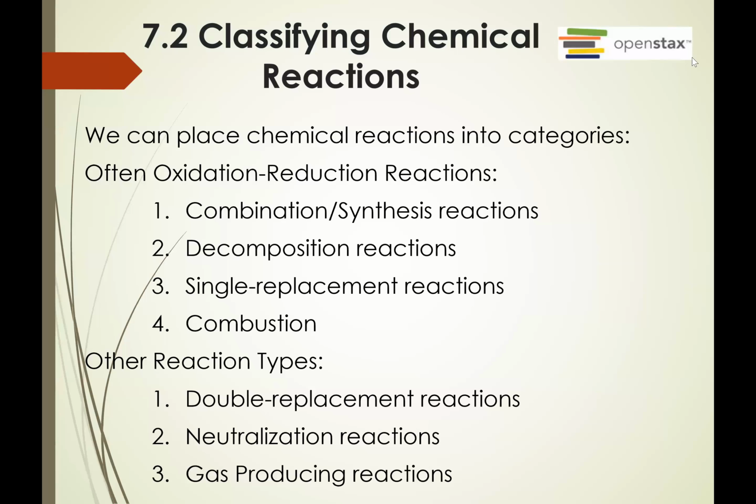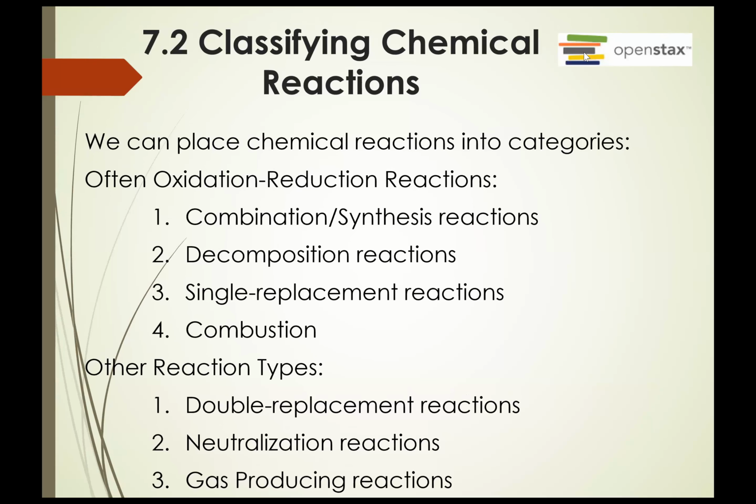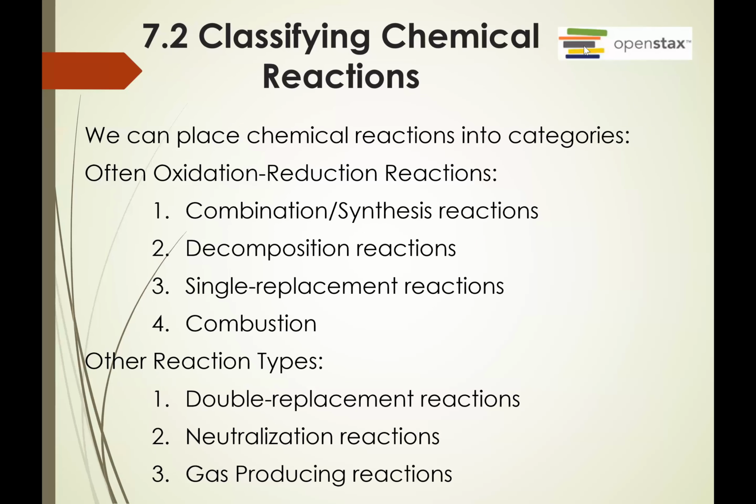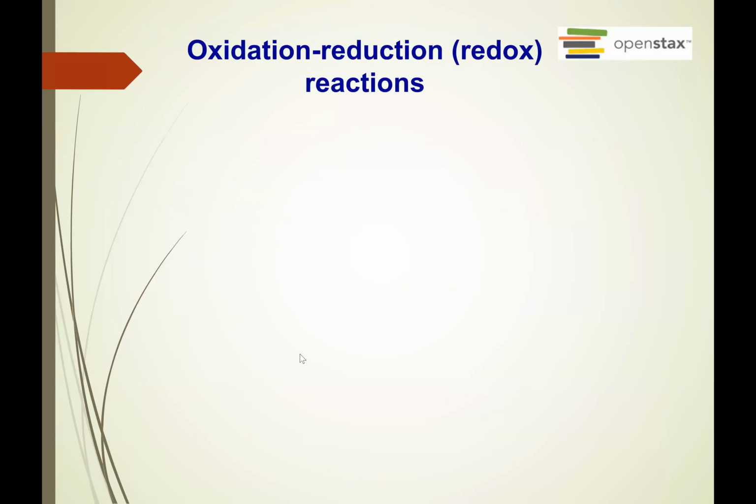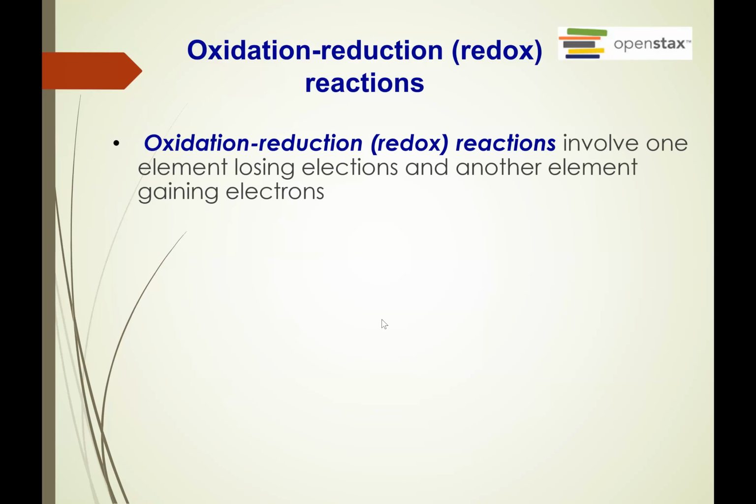Okay, so now we are going to continue with 7.2, which is classifying chemical reactions. There are going to be a couple different types of reactions that we're going to go through. We're going to start with combination, decomposition, single replacement, combustion, and then we're going to do some double displacement reactions. So the first thing we're going to look at is oxidation reduction reactions, shortened to redox.